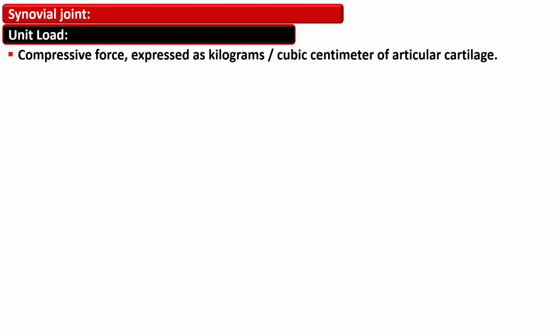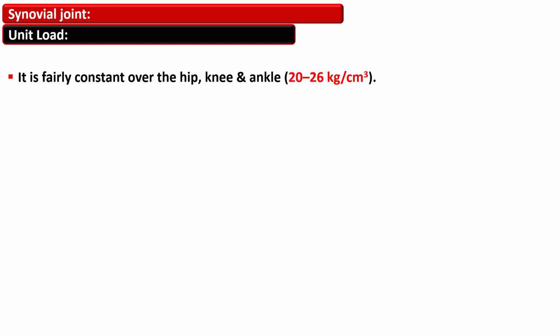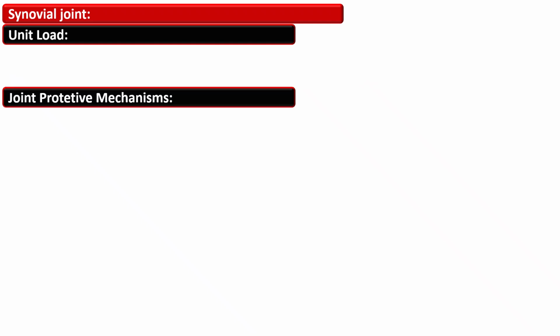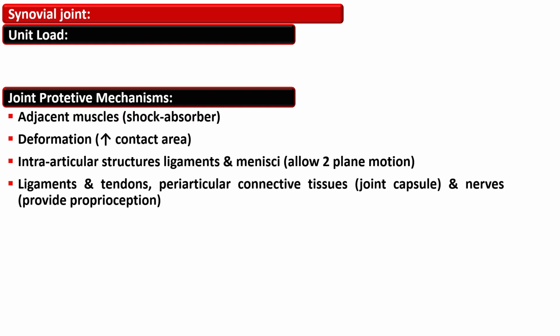Regarding joint pathology, unit load is an important concept in understanding the function of the joint. It is basically a compressive force expressed as kilogram per cubic centimeter of articular cartilage. It is fairly constant over hip, knee and ankle, at about 20 to 26 kilogram per cubic centimeter. The joint is protected by various mechanisms. One is the adjacent muscle, which acts as a shock absorber and protects the joint.